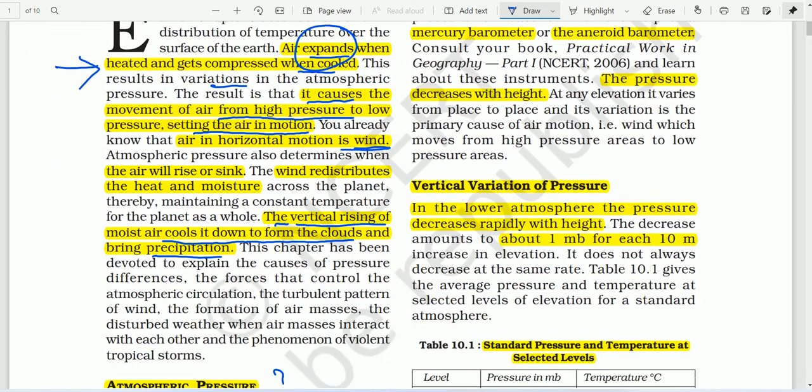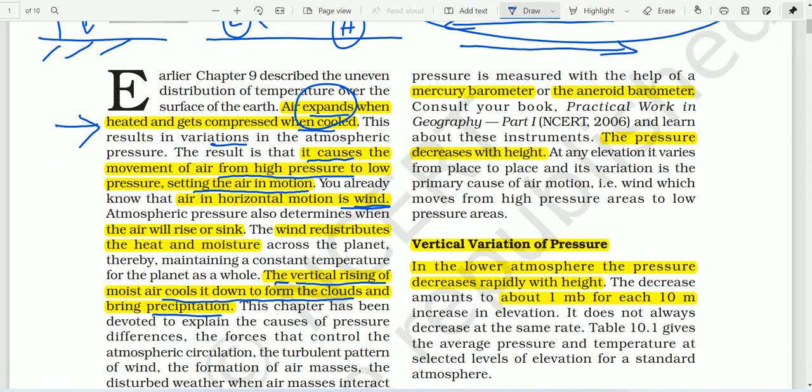Pressure is generally measured with the help of an instrument known as a mercury barometer or aneroid barometer. Nowadays we mainly use Fortin's barometer, named after its inventor. So atmospheric pressure can be measured using these instruments, Fortin's barometer or aneroid barometer.